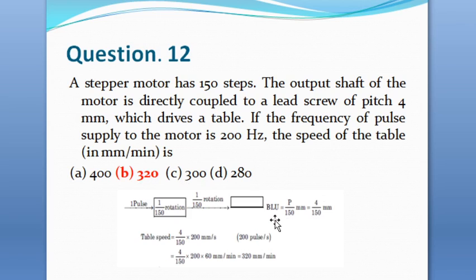Therefore, first we have to calculate the basic length unit, formula pitch divided by number of steps for one revolution. Then it is multiplied with the number of pulses received per second. This is the linear speed in mm per second. Then once again, to get it per minute, multiply with 60. You get 320 millimeter per minute.